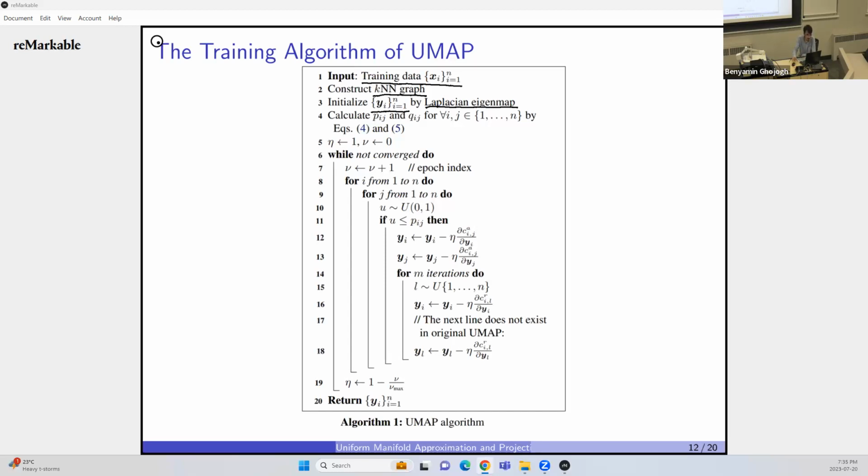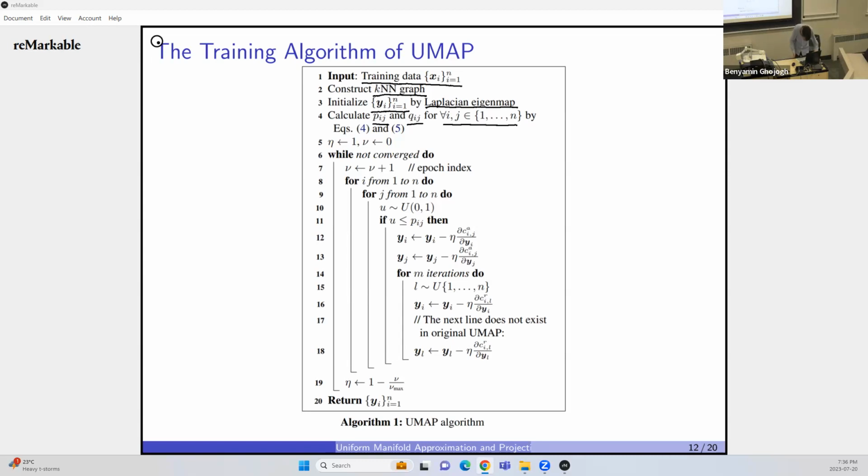Okay, so as I said, we initialize with Laplacian eigenmap, and then we calculate Pij and Qij for all i and j from 1 to n, right? Why? Pij can be calculated because we have xi and xj. Qij also can be calculated because we initialize yi and yj, right? So we can calculate it.